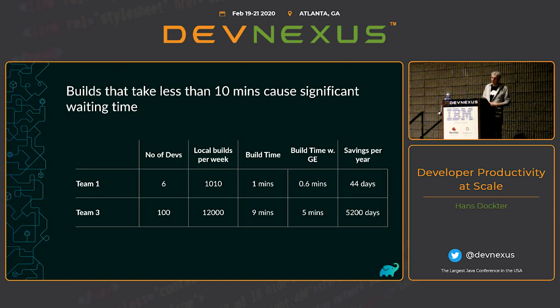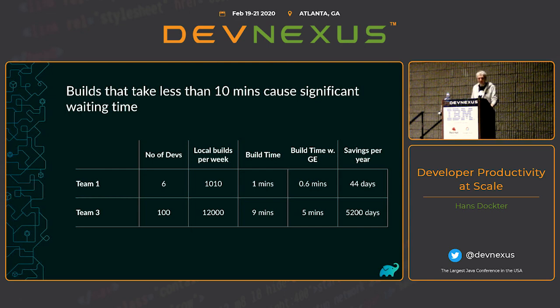So if you talk with organizations, or if you look at organizations that have, like the other team, 3,100 developers, 12,000 builds per week, you get the build time down from 9 minutes to 5 minutes. Now we're talking about 5,200 days saved in waiting time. That's 25% of the R&D capacity, right?